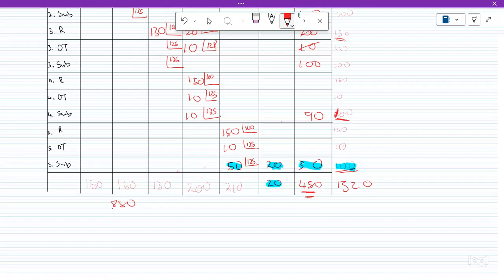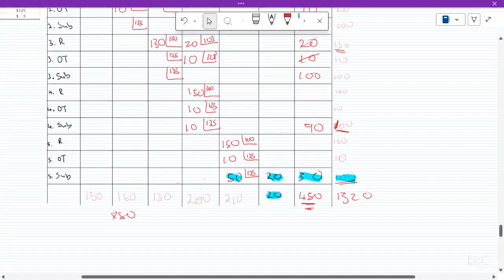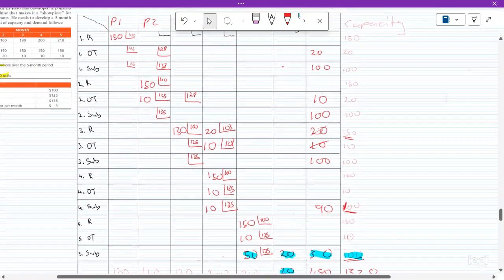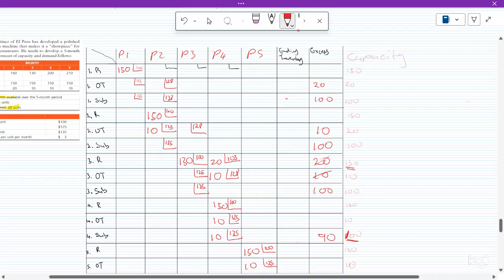Then after that, you are going to add the totals now. 150 times 100, 150 times 100, 10 times 125. You add them, you add them, you add them until the last. And obviously the ones that don't have any figures to multiply with, you don't add them. How do I usually mark? I mark the ones with the data like this.